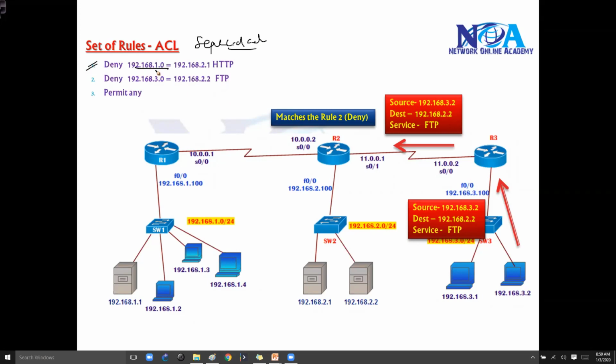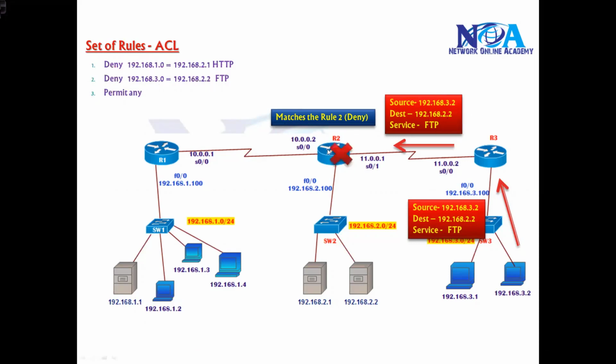So it's going to see the first rule. The source is not matching. So if the first rule does not match, it will go to the second rule. And in the second rule, the source is matching. Destination is also matching, right? If you check this packet here, and also the service is matching. So according to the rule, if it matches what is configured on the router by the administrator, it says deny. So router 2 is going to drop the packet there itself.